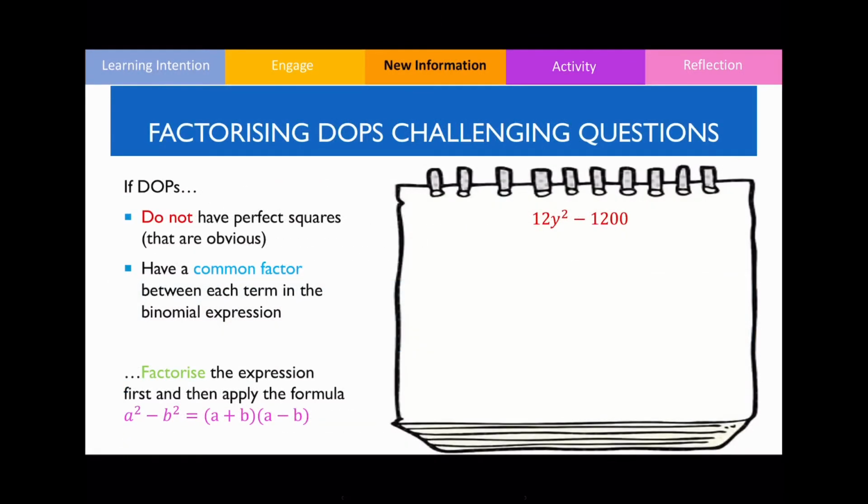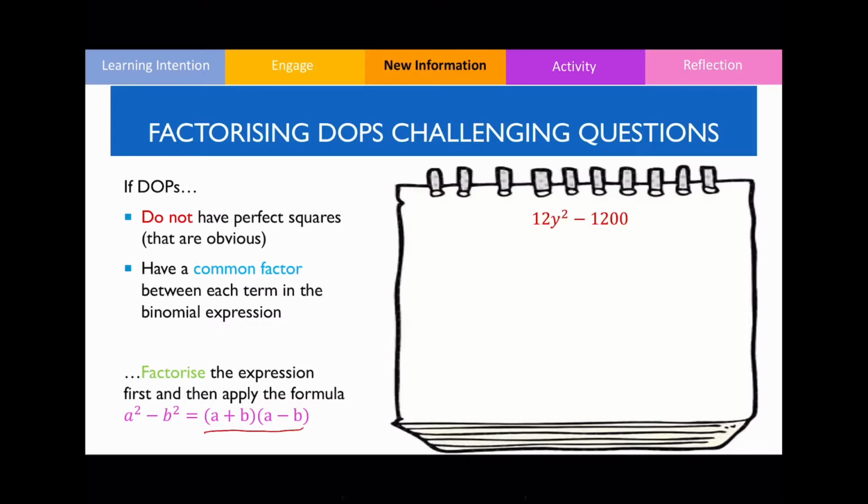So what I want to do first is quickly go through questions related to DOPs. In our previous lesson, I showed you how we could factorize DOPs by finding out the value of A, the value of B, and then substituting those values into the formula that you can see down here below. But some of the questions that I didn't show you are questions that have a common factor present within them. So I want to show you what we do differently when there is a common factor present, okay?